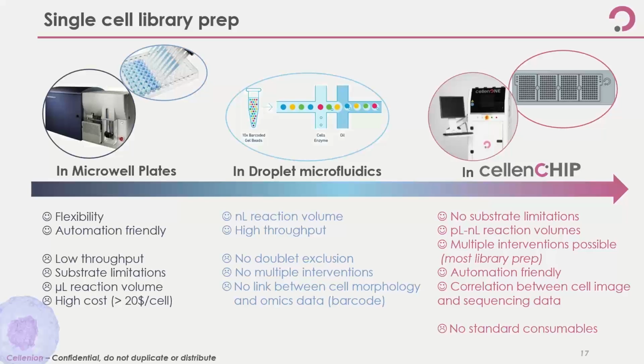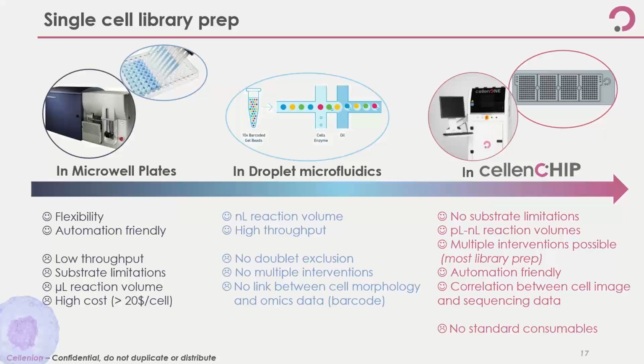If we use droplet microfluidics, then the volume can be drastically reduced, to the nanoliter range. It's quite high throughput, but then one cannot exclude doublets completely, cannot do multiple interventions on cells, and you cannot link the cell morphology, so images, to the omics data that you will recover from the barcoded cells.